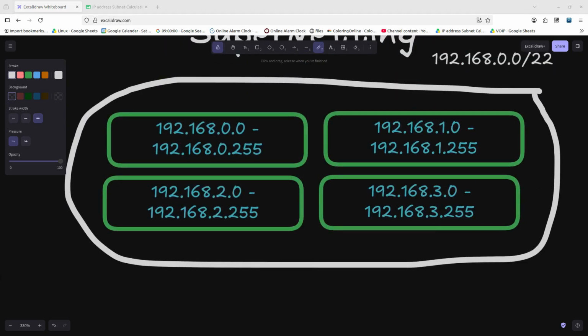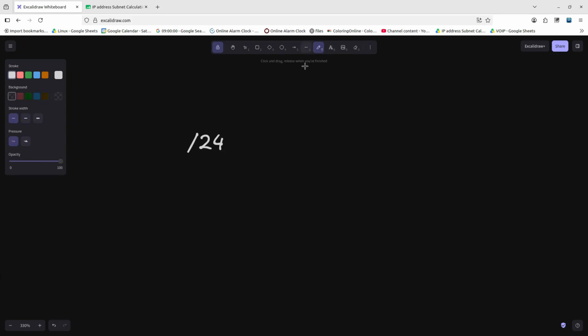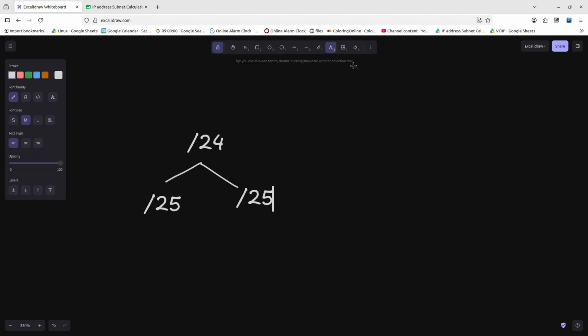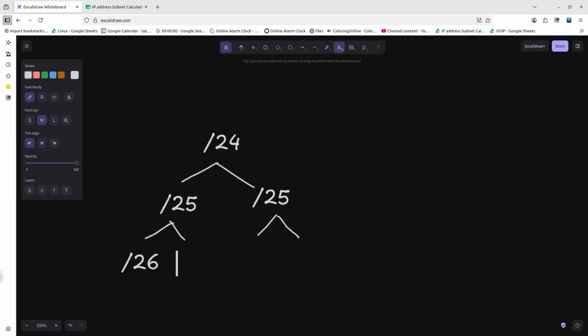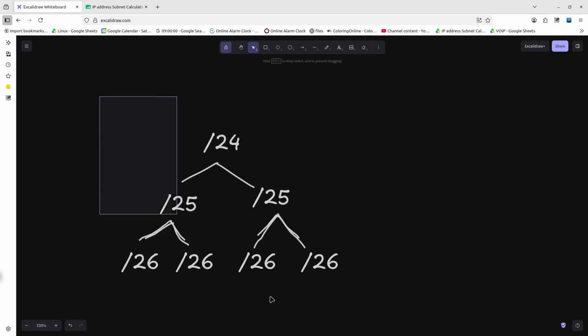So this is just a brief introduction of how supernetting works. Here's another way of showcasing it. When we have a network /24 and we split it in half, dividing it into two parts, it will be /25 over here and /25 over here. Make sense? When you split them into even further halves, this will be /26, /26, /26, again /26. That's how this will be divided, and this continues to /31.